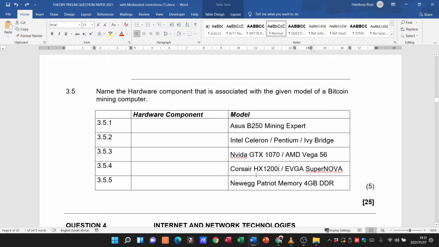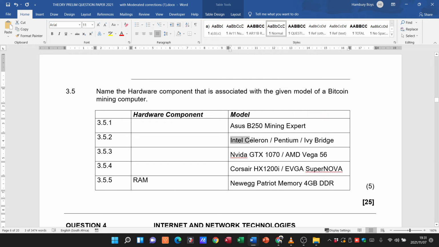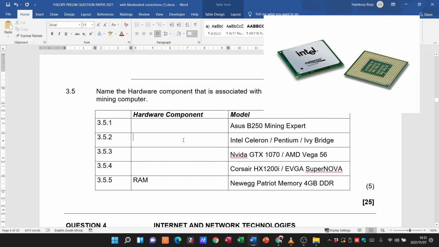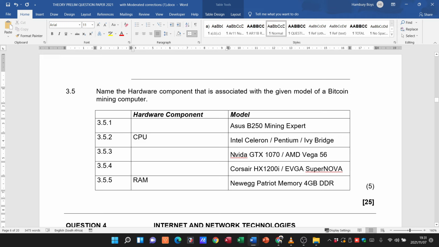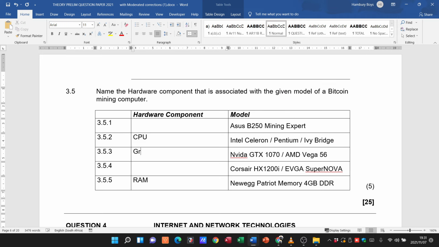HX 1200, and then we've got this over here, the Newegg Patriot memory. Okay, so obviously if I just work my way up, this one is going to be RAM, right? Because there we can see it's dealing with my memory. Already here, when I see Intel Celeron and things like that, what am I talking about? I'm talking about my CPU. When I see NVIDIA GTX, we know that this relates to graphics cards.